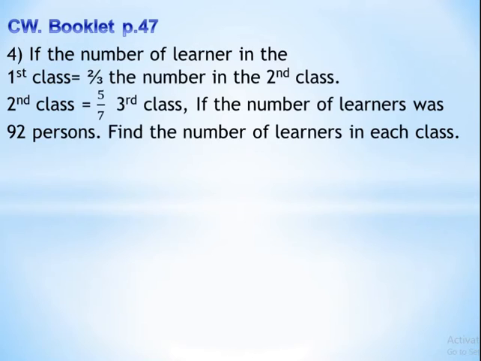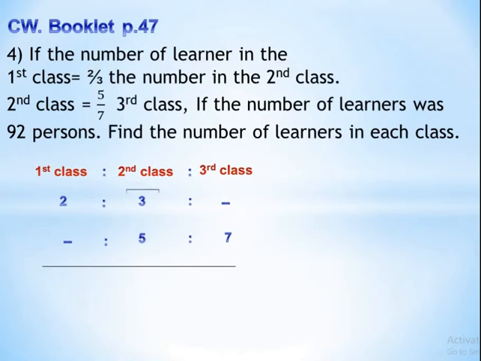In this exercise, we are going to form the ratio first by combining ratios. We have to write first class, second class, third class. First to second is 2 to 3, and we don't know the third class, so we put a dash. Second class to third class, so we write 5 to 7.